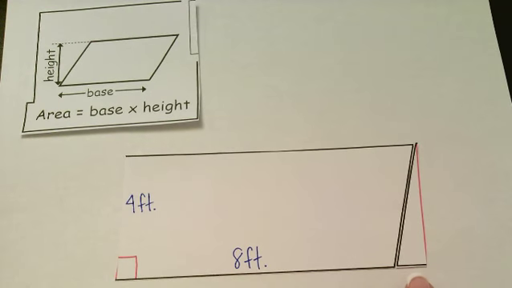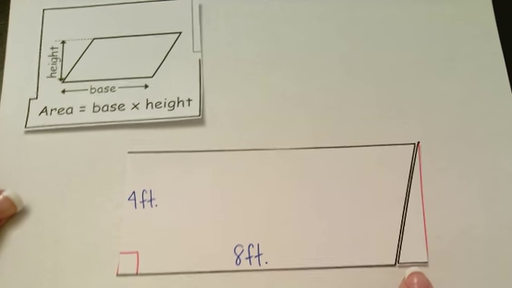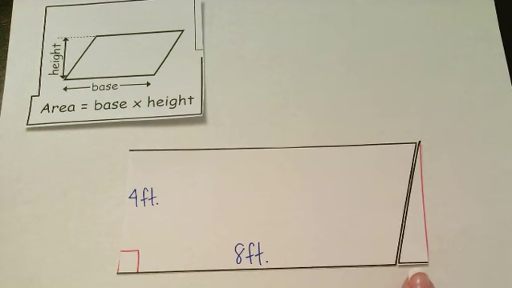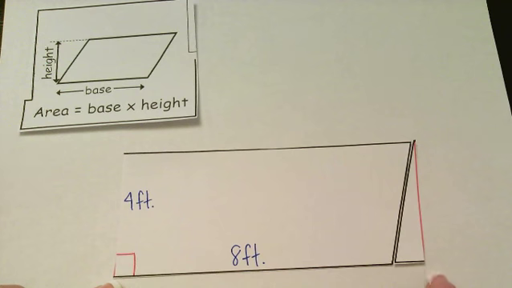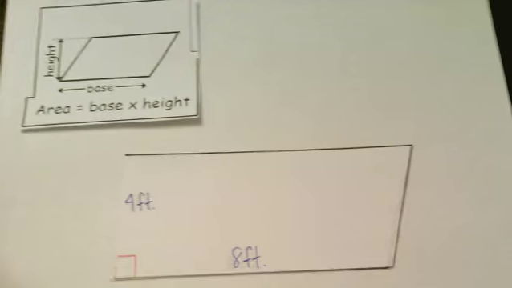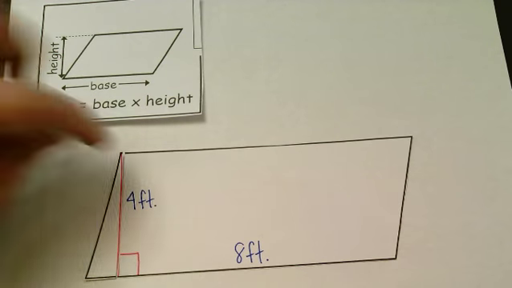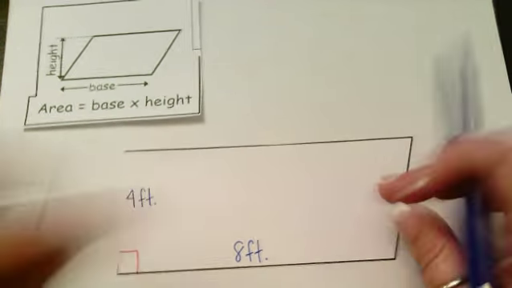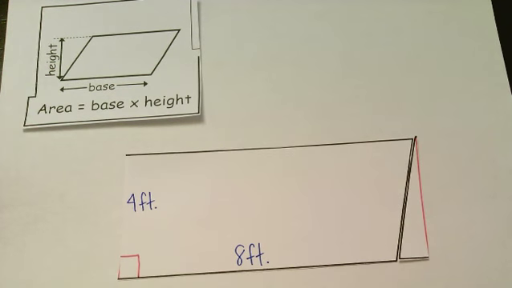So this little edge right here, this part of the base, simply moved from the left over to the right, but it didn't change. We didn't add any more length to it or take any length away. So we still have the bottom of the shape being 8 feet long. So this is the reason why we can use the same formula, because any parallelogram can be snipped, trimmed, and turned into a rectangle with square corners.